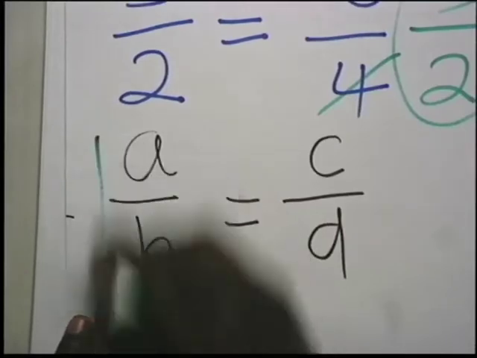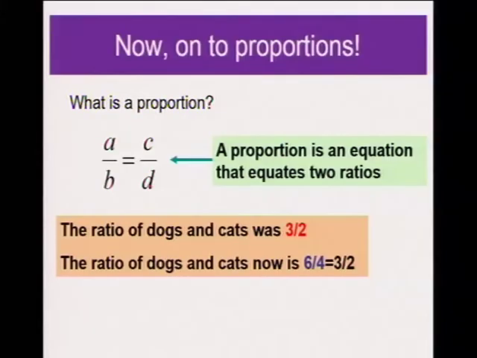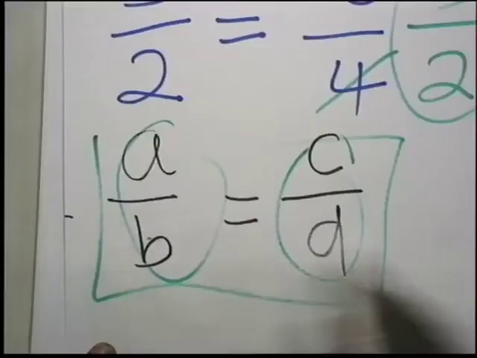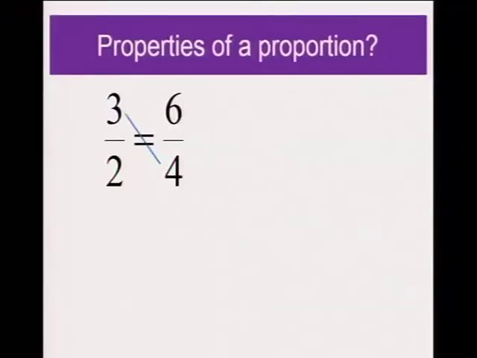Okay, so that is a proportion. This represents a proportion, an equation that equates two ratios, because this is the first ratio, the second ratio, and they are equal. Okay, that said and done, let's look at yet another example. This one we have looked at. That one we can get by cross multiplication. I want us to look at what we mean by cross multiplication.